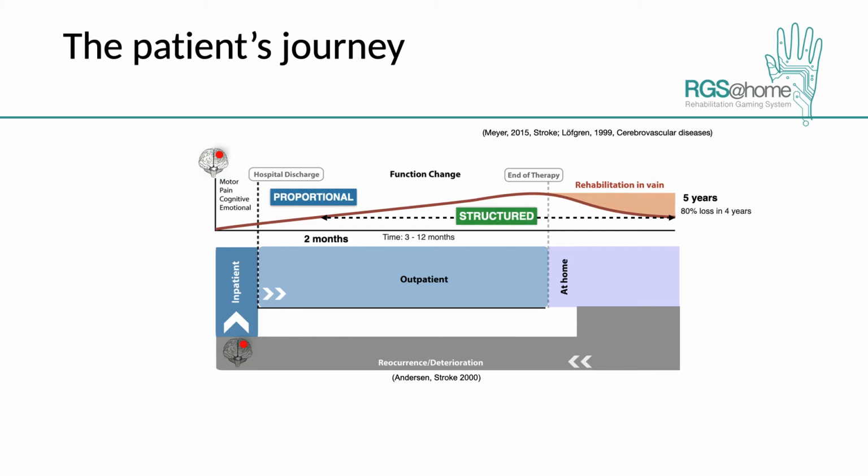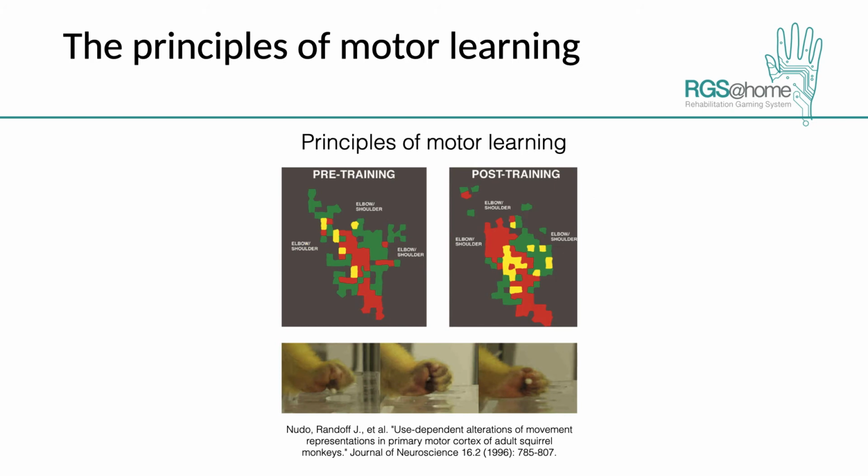So it's important that we understand which are the factors that are influencing the deterioration, but also those factors that are influencing the patient's responsiveness to the therapy, so we can augment them. So to do that, we need to understand which are the principles of motor learning. And the good news is that our brains are able to reorganize and to recover function.